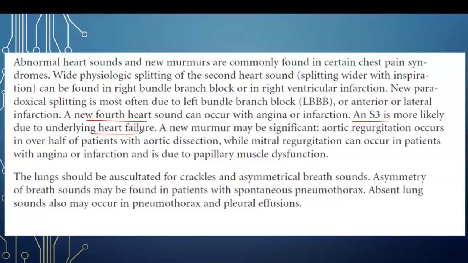Why we are showing this to you is that sometimes the questions will be very tiny. They will not give you lots of information, maybe one or two things. They can say that, yes, there is a new fourth heart sound. And if you know that a new fourth heart sound can indicate angina or infarction, that will really help. In the same way, a new S3 gallop rhythm can be found in an underlying heart failure patient. Okay?